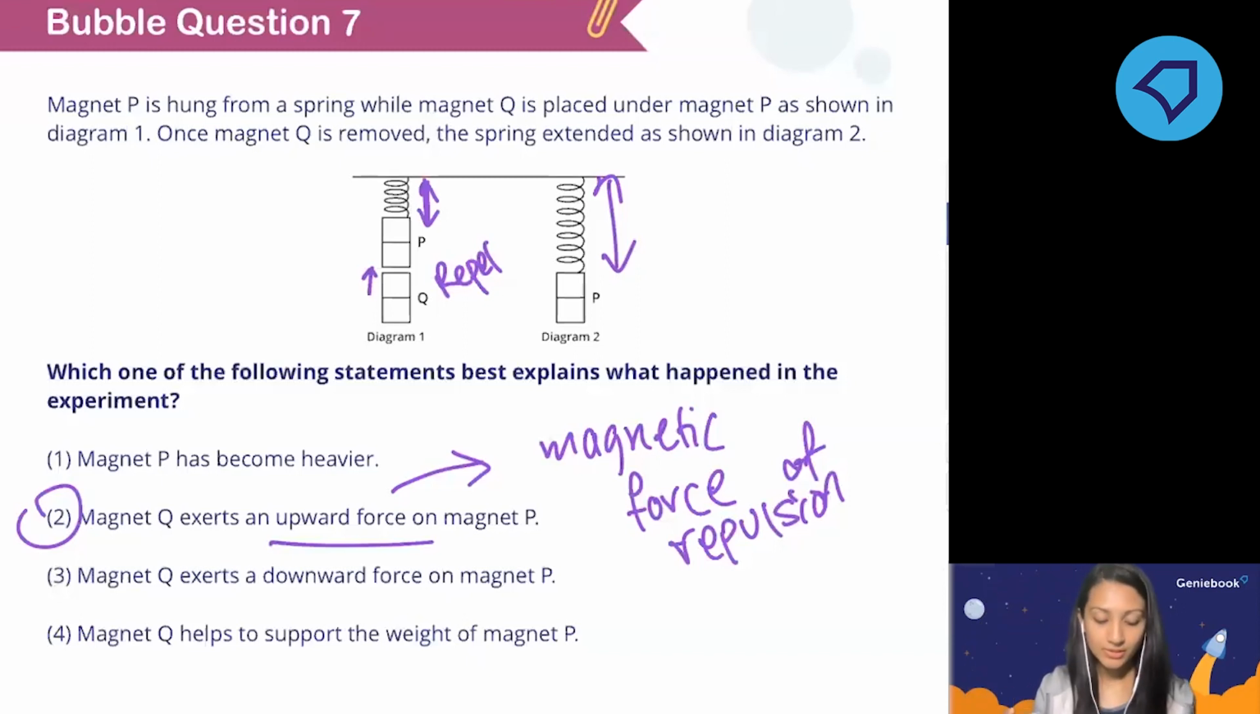So that's why we're not talking about downward. It should be upward force, or what we call magnetic force of repulsion. So use the correct terms, right? Repulsion. Moving on. How many more questions do we have? Oh, we have one more question. Let's see.